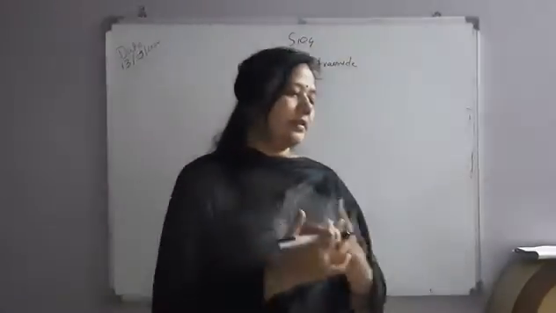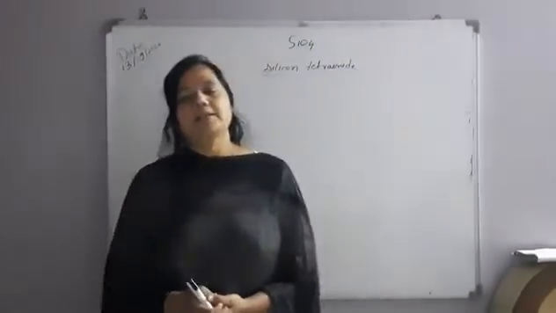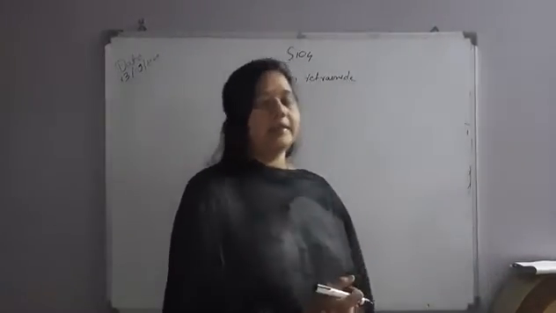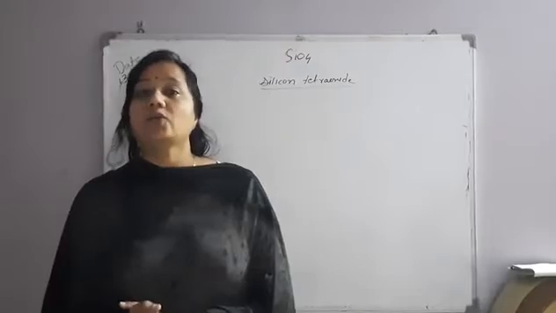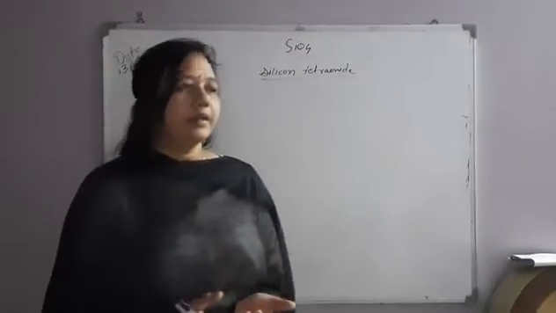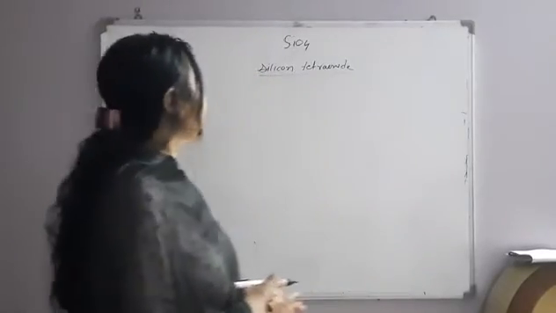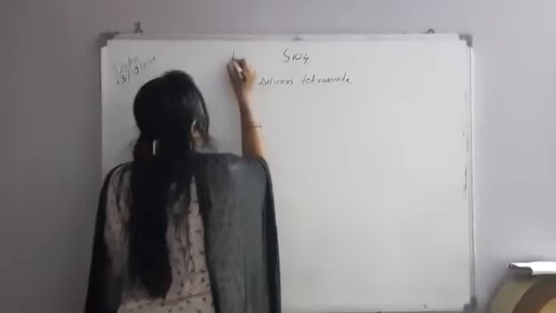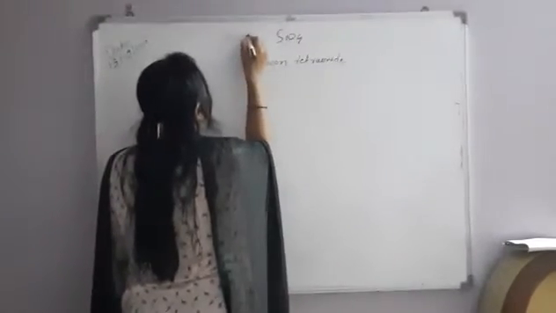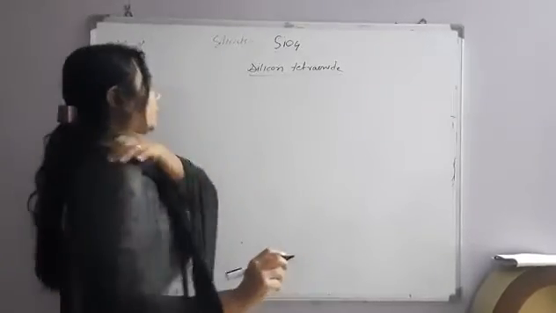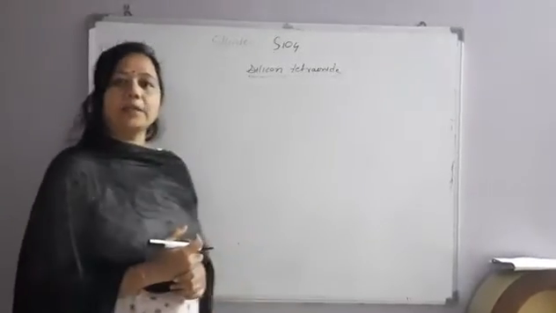Later on we will discuss the classification of silicates. Silicates are classified into pyrosilicate, sheet silicate, cyclic silicate, three-dimensional silicate, and orthosilicates. That we will study in detail later. The basic unit present in the silicates is SiO4.